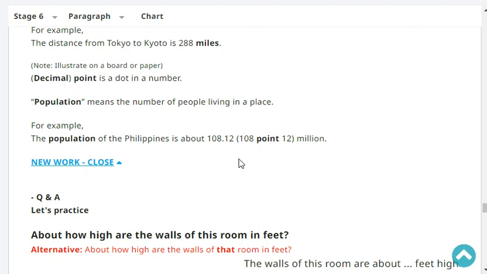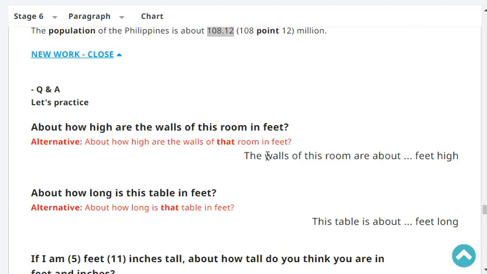108.12 million. Okay, so we read this as 108 point 12 million. Oh, so many people. Let's practice. About how high are the walls of your room in feet? The walls of my room are about 10 feet high.